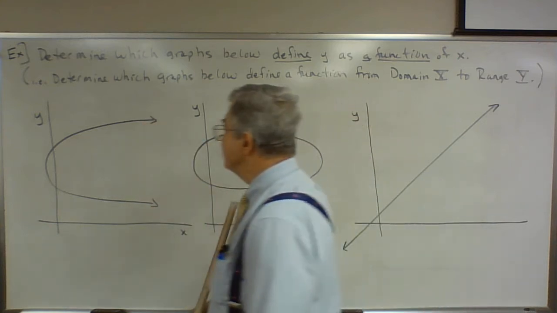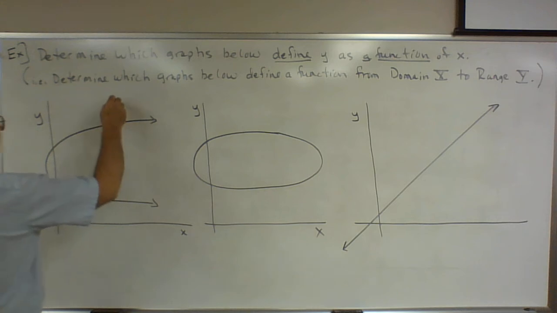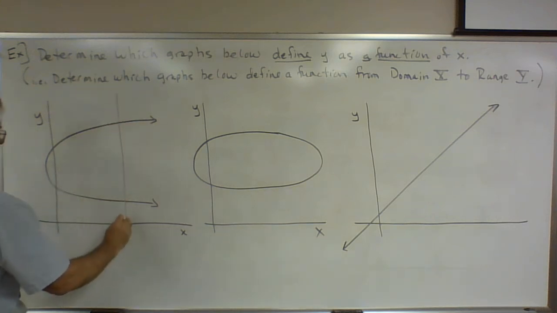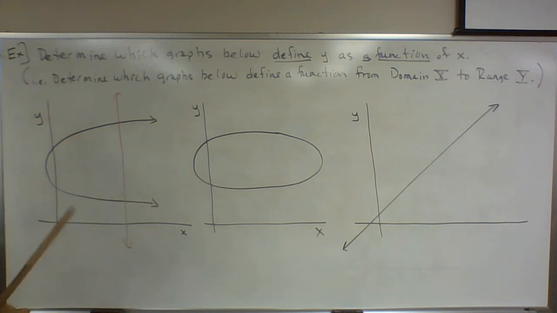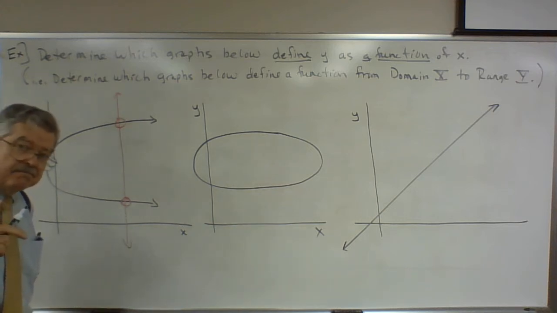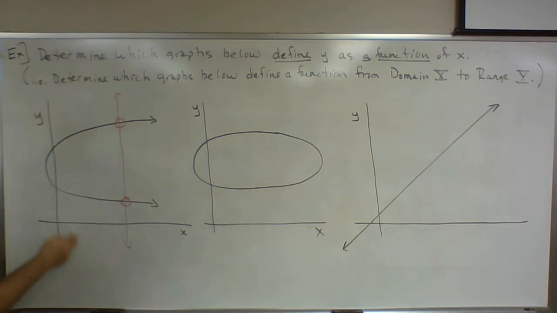Oh, this one's easy. Just like taking candy from a baby. 2 points of intersection. This vertical line intersects the graph at more than 1 point. So what do you say? Not a function, right?